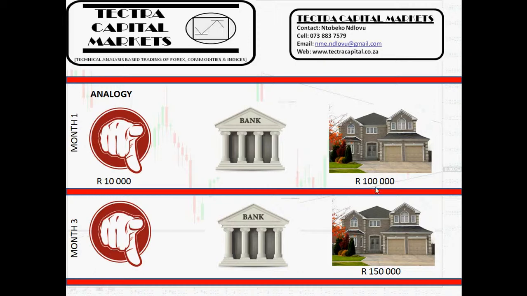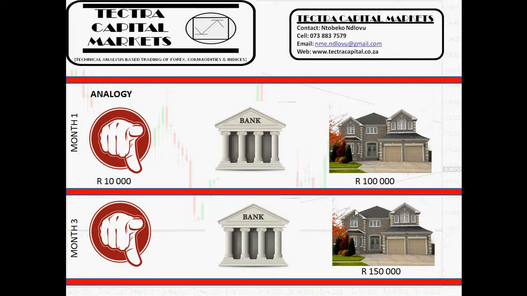Now, as you can imagine, if this price did not change, and after 3 months the price was still 100,000 rand, that means you would just end up with 10,000 rand, assuming of course no interest rates, which means you wouldn't make a profit. So what would allow you to make a profit in this example is the change in the price of the house.